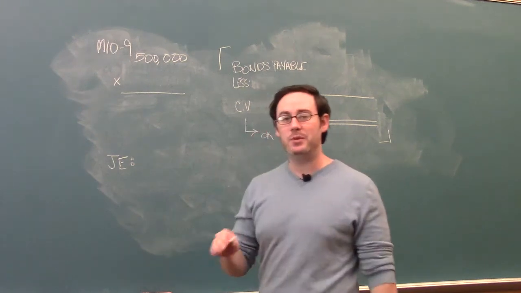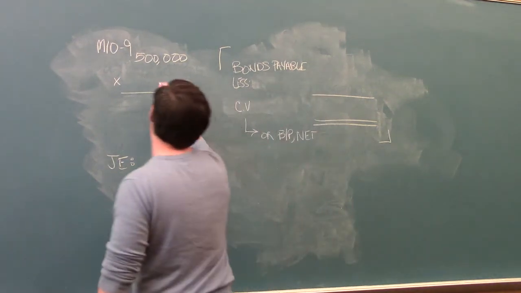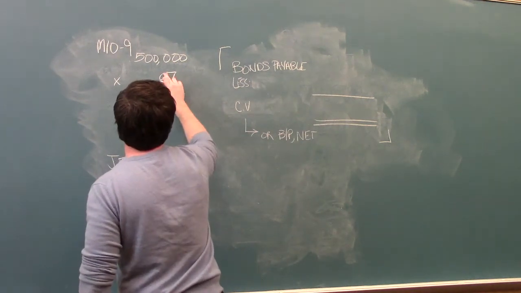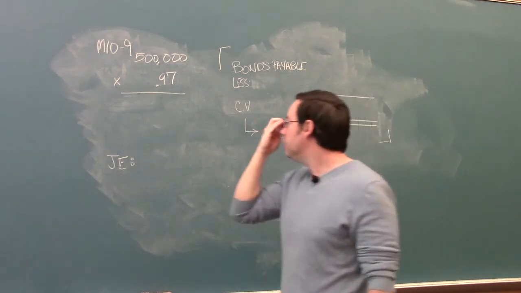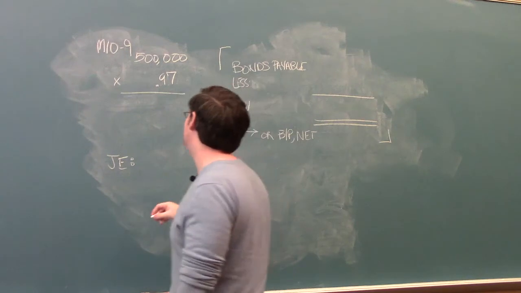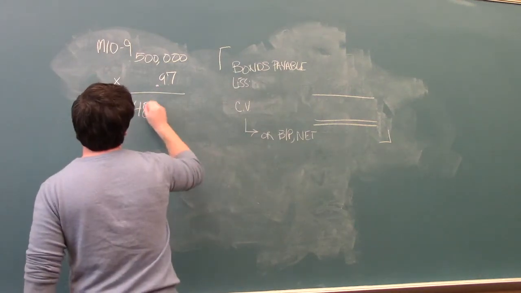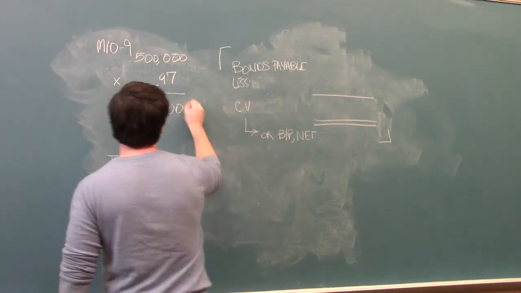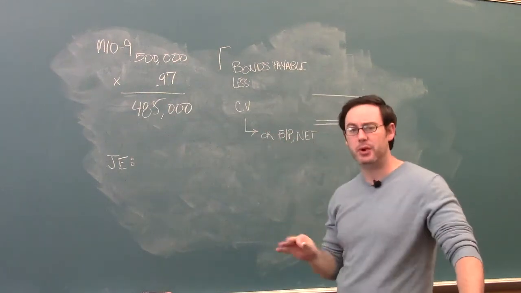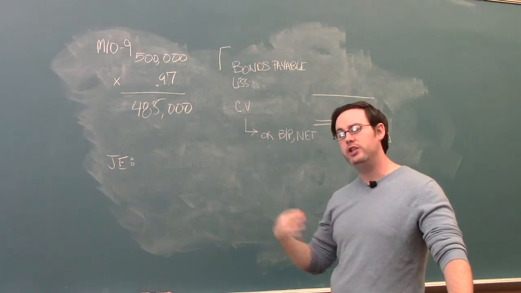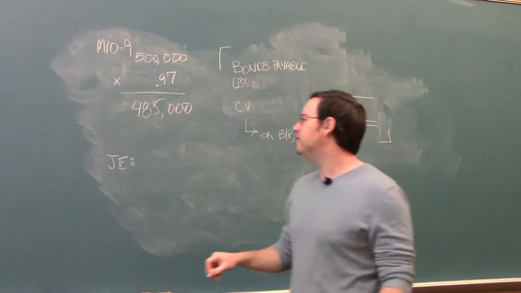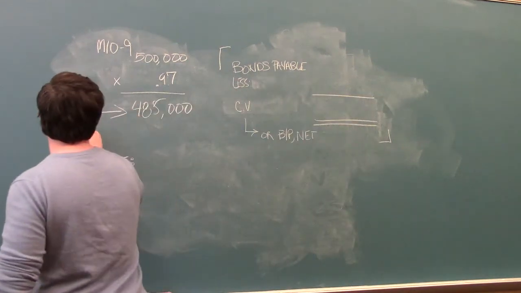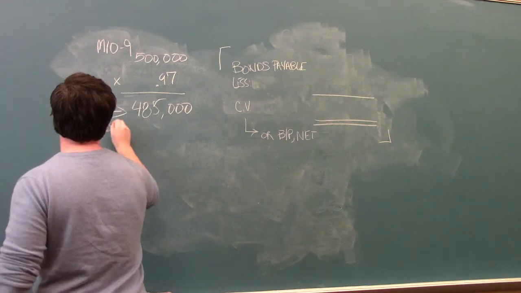It tells us that the bond was issued at 97. What do they mean by that? They mean it was 97% of the face value. So 500,000 times 97% gives us 485,000. 485,000 is the actual amount of cash proceeds that the people who issued the bond got. This is what is said to be issued at a discount.